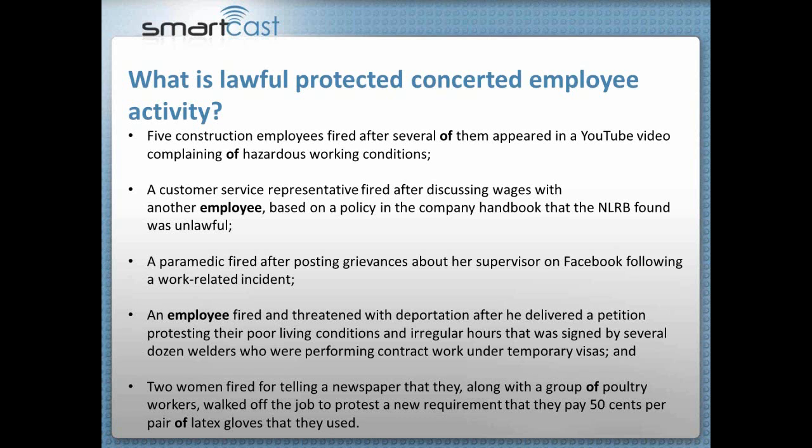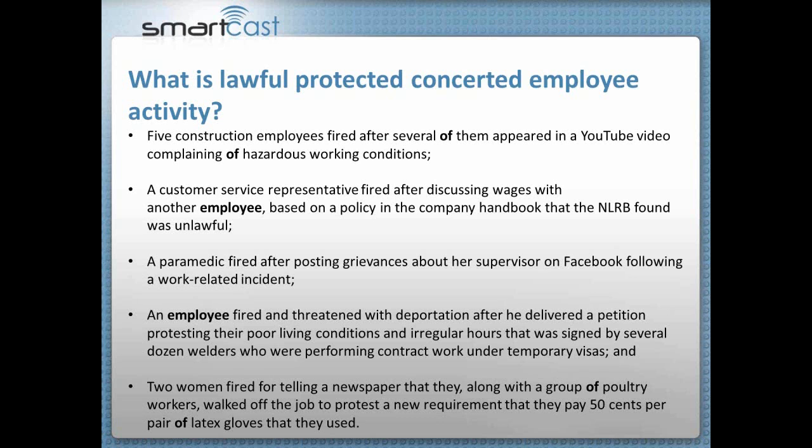Number 4, an employee was fired and threatened with deportation after he delivered a petition protesting their poor living conditions and irregular hours that was signed by several dozen welders who were performing contract work on a temporary basis. It goes on a little bit more, but that's the main part. Threatened with deportation, that's a retaliation kind of a thing.